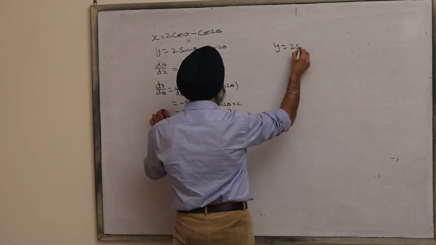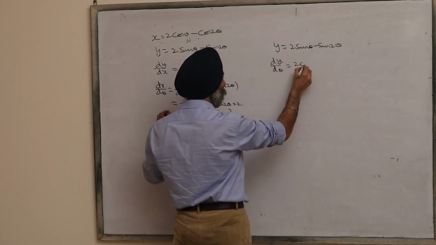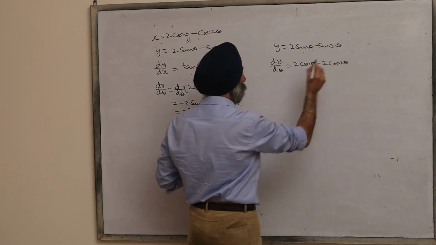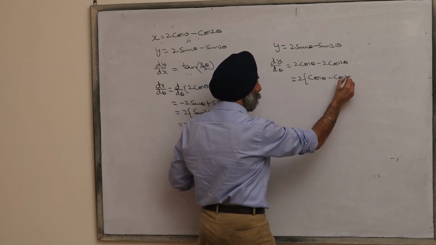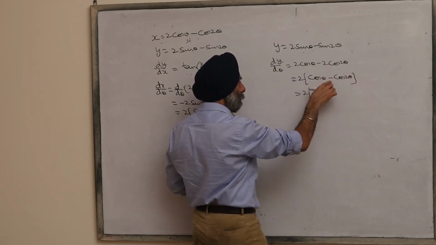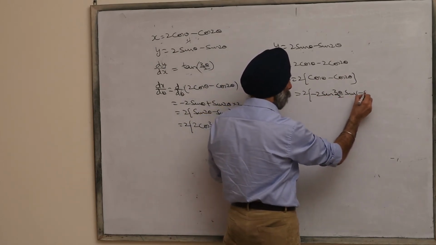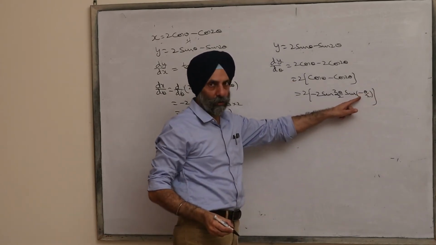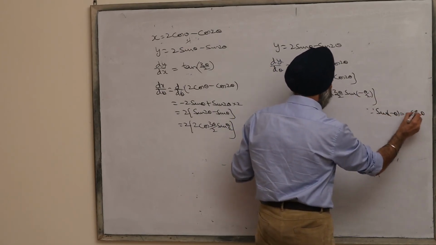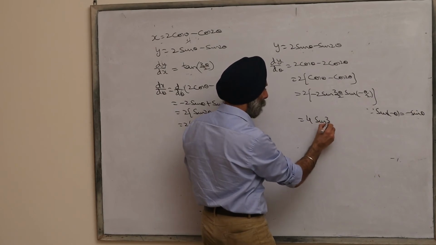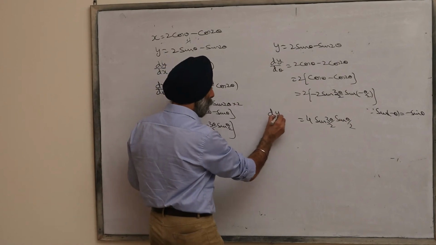Now next is y is equal to 2 sin theta minus sin 2 theta. Now can I write this as dy over d theta equals 2 cos theta minus 2 cos 2 theta. So this is equal to 2 times cos theta minus cos of 2 theta. Again you apply the CD formula. Cos c minus cos d is minus 2 sin of (c plus d) by 2 into sin of (c minus d) by 2. Because sin of minus theta is equal to minus sin theta, it becomes 4 sin 3 theta by 2 into sin of theta by 2. So that was your dy over d theta.